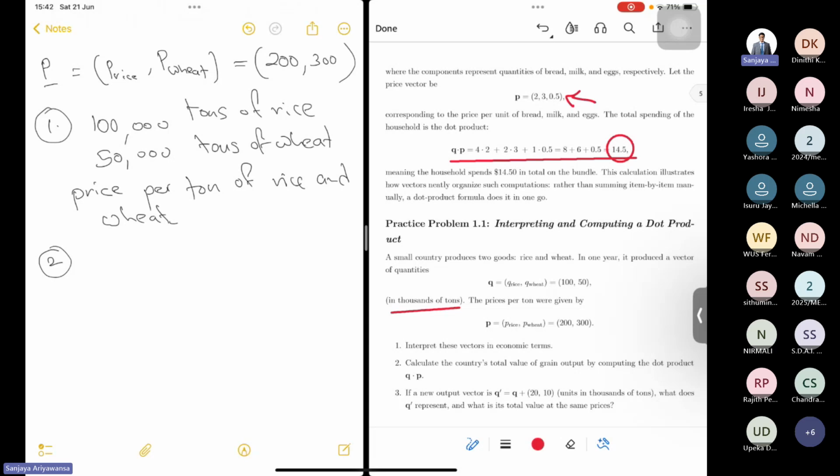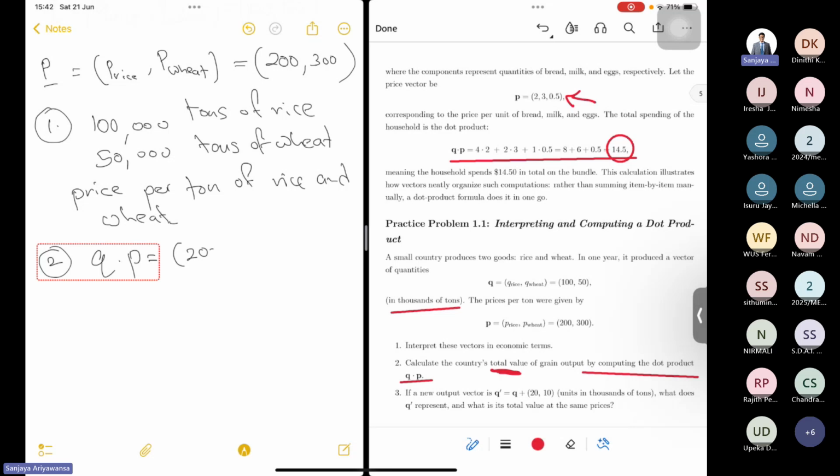Then you're asked to calculate the country's total value of grain output by computing the dot product. So assume this part is not told. Let's forget that. You're asked to calculate the country's total value of grain output. Total value, that's what they're asking. So that is Q dot P.